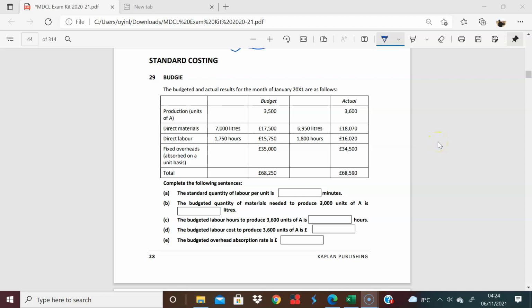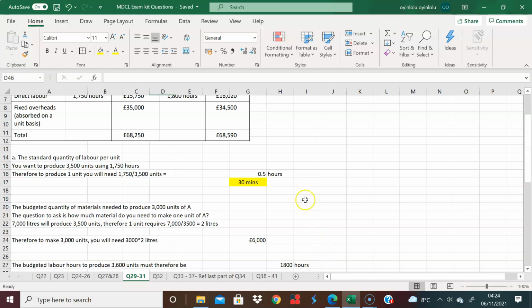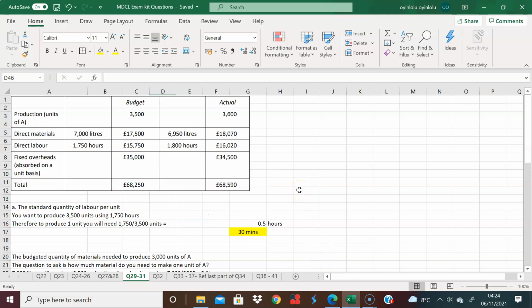Right, so let's look at question 29, budgie. What I've done is I've translated this table to this spreadsheet over here just to expand on it, break it up a little. This question is actually really asking about standard costs.